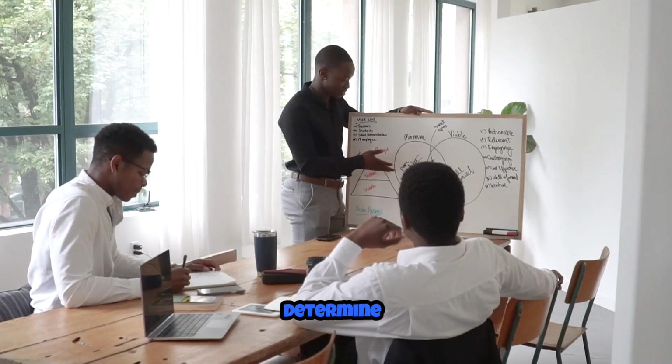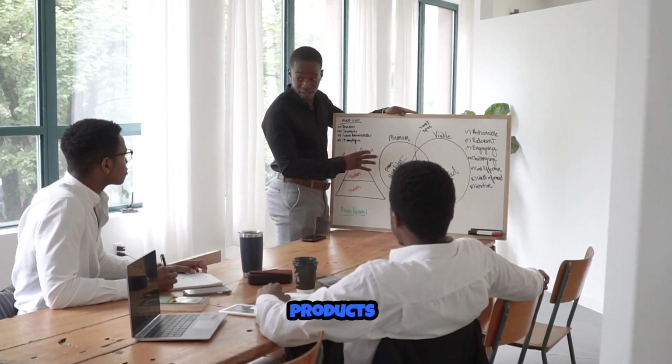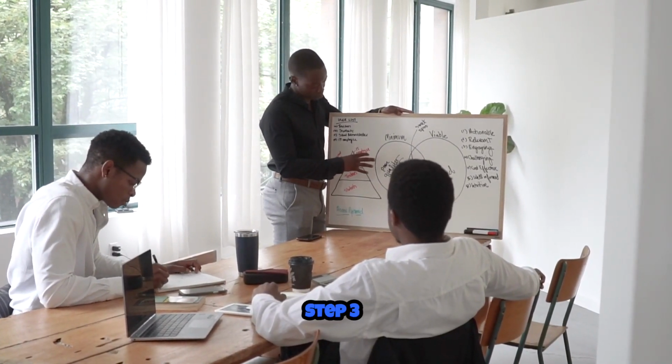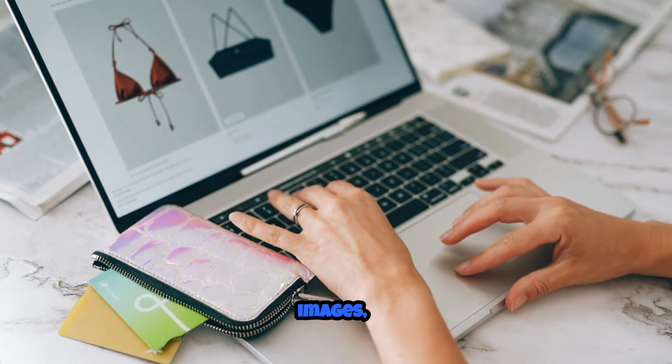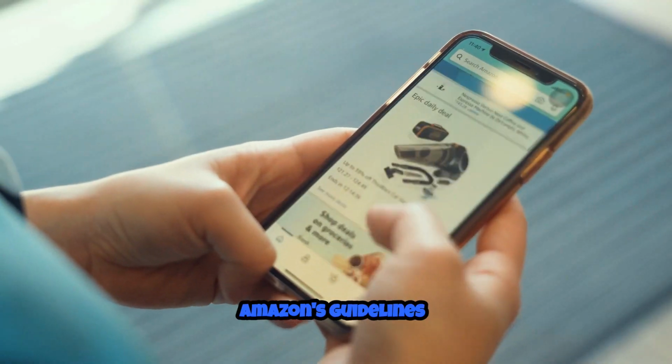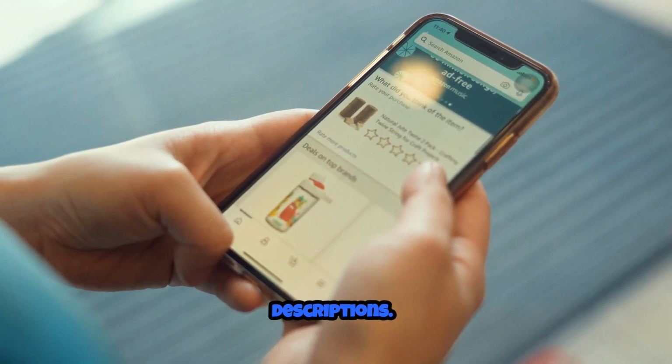Step 2. Determine the appropriate product category for your products on Amazon. Step 3. List your products on Amazon by providing the product title, description, images, and pricing. Follow Amazon's guidelines for product images and descriptions.